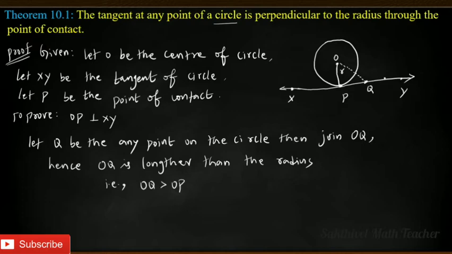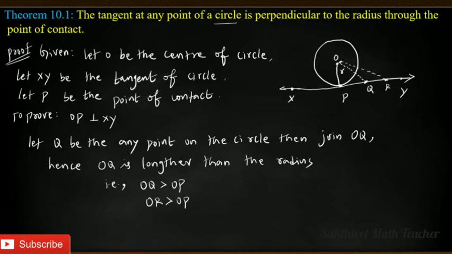If you are taking some other point, suppose if you are taking R, the same thing will continue. When I am joining this O to R, I'm getting OR greater, but definitely OP is the smaller one. So even if you are taking OR, that is greater compared to OP. So whatever the point you take, OP is smaller.